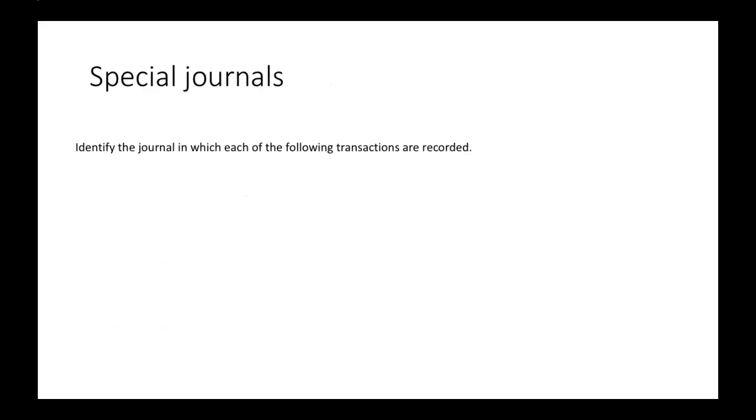Let's talk about special journals now. So in chapter 7, you learned about these special journals. We had our sales journal, our purchases journal, cash receipts and cash payments. And if a transaction didn't fit in any of those 4 special journals, we toss them into the general journal.